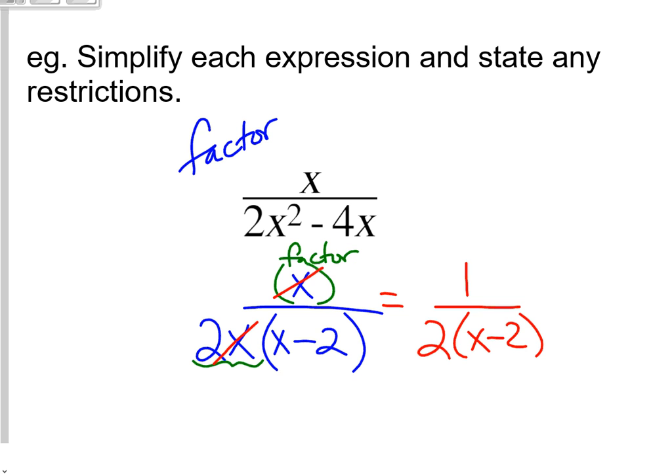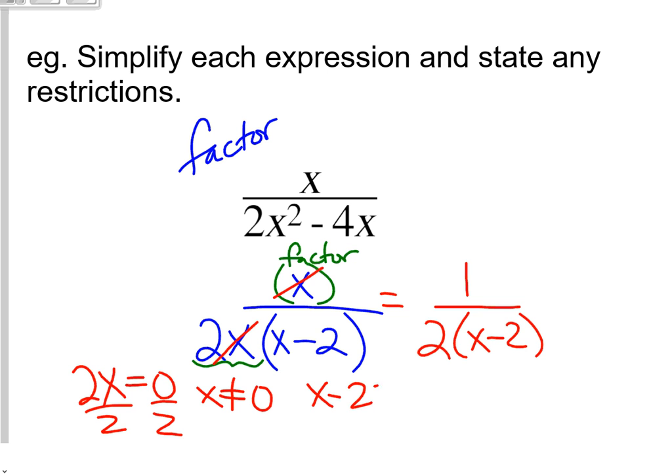All right. So let's talk about these x's. Well, I have this x right here, or 2x. I can put that equal to 0. Divide by 2, divide by 2. So x cannot equal 0. And then I have this x minus 2 equals 0, which means x can't equal a positive 2. There. And those are my restrictions for that question.